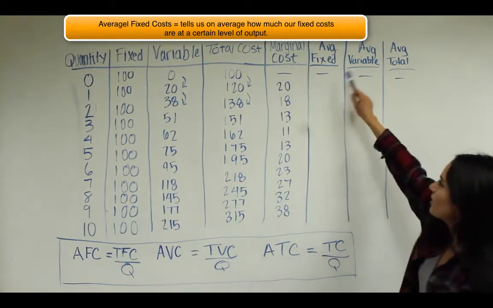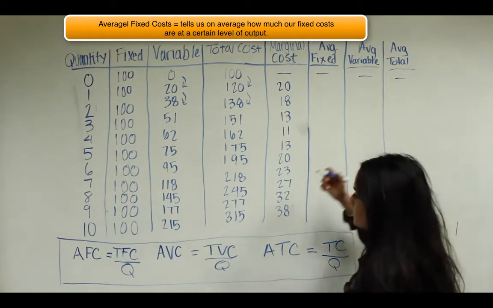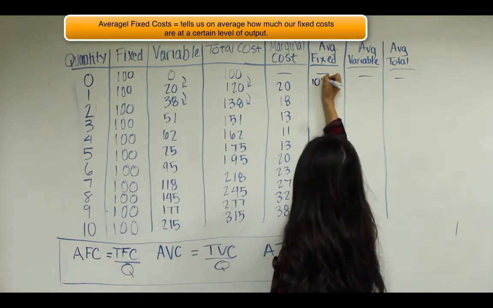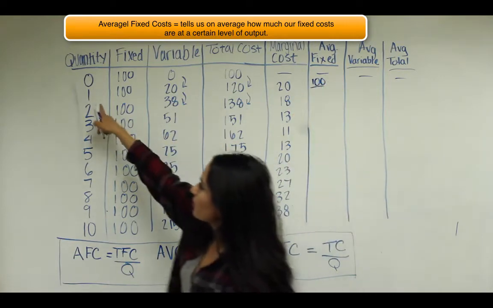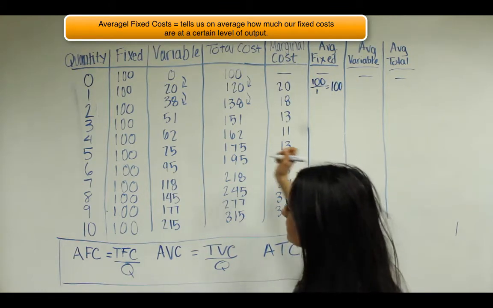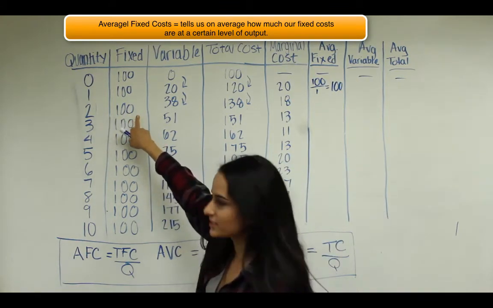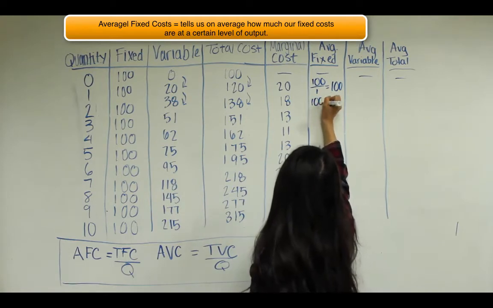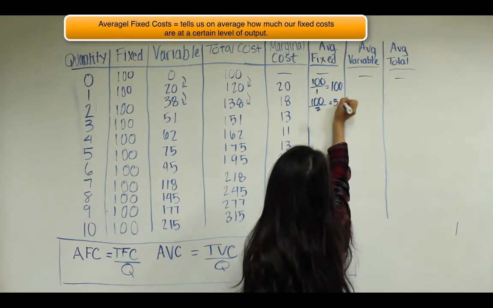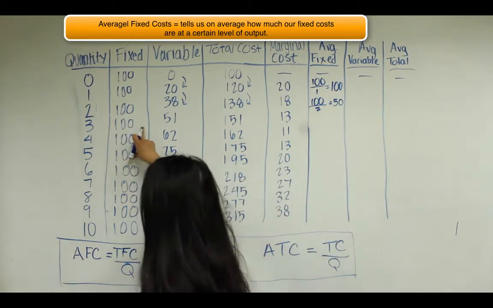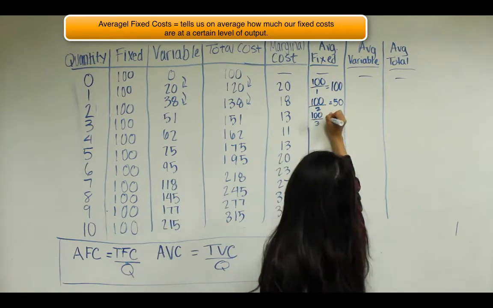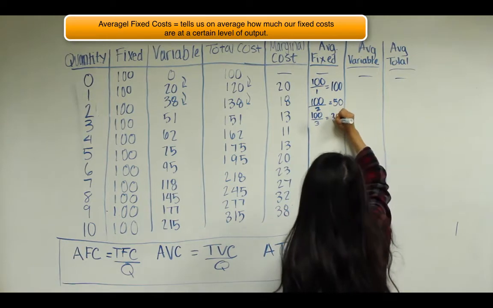In the first column of all of these, there are just no values. So let's do this one. You take the fixed cost, which is 100, and divide it by the quantity, which in this case is 1, so you get 100 for the first one. For the second one, you take the fixed cost of 100 and divide it by the quantity, which is now 2, and you get 50. Then for the third, you take 100 again and divide it by 3, and you get 33.33.